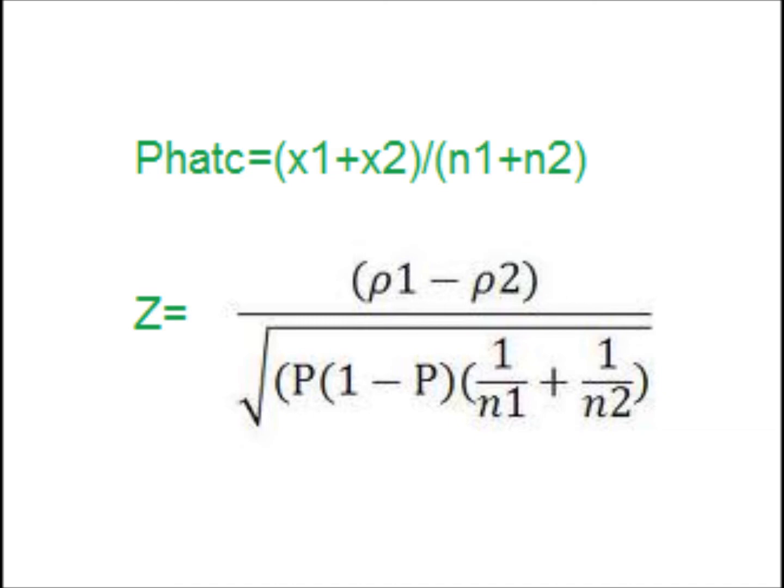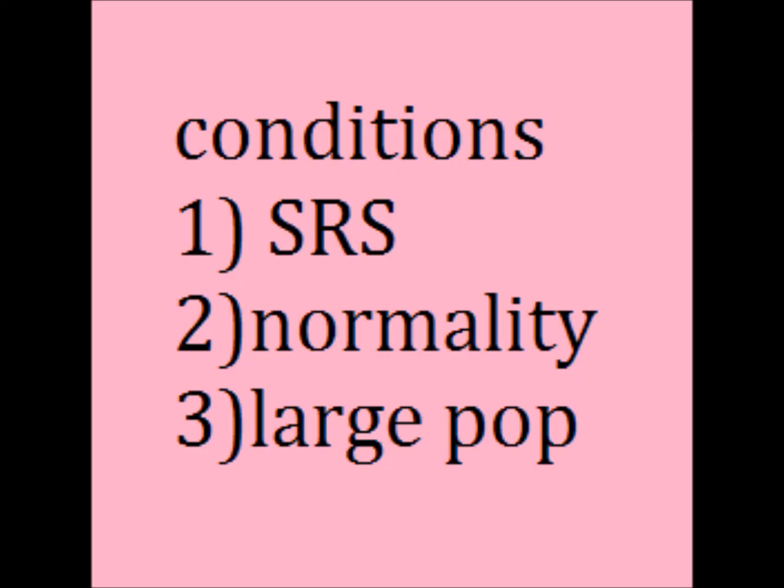In a hypothesis test for difference between proportions, we use a z-test statistic. The formula for this is shown below. Like all hypothesis tests, there are several conditions that must be followed in order to ensure that the test will carry out fairly accurate results.